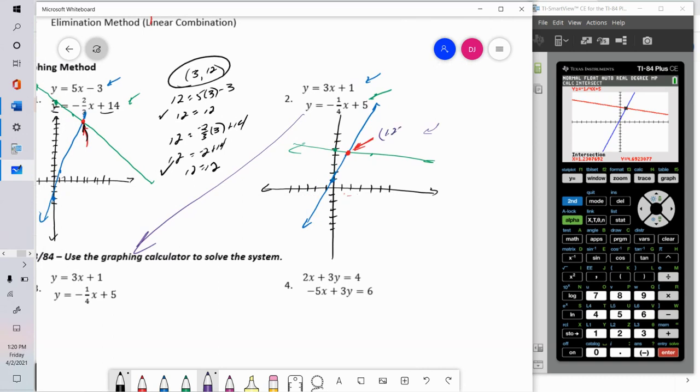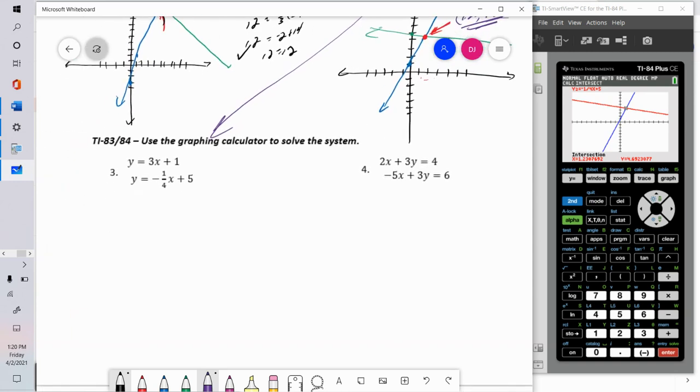is (1.23, 4.69). I don't think I ever would have guessed that solution. Okay, using my calculator, I did the same thing here. I got (1.23, 4.69), and that's a solution to my system.